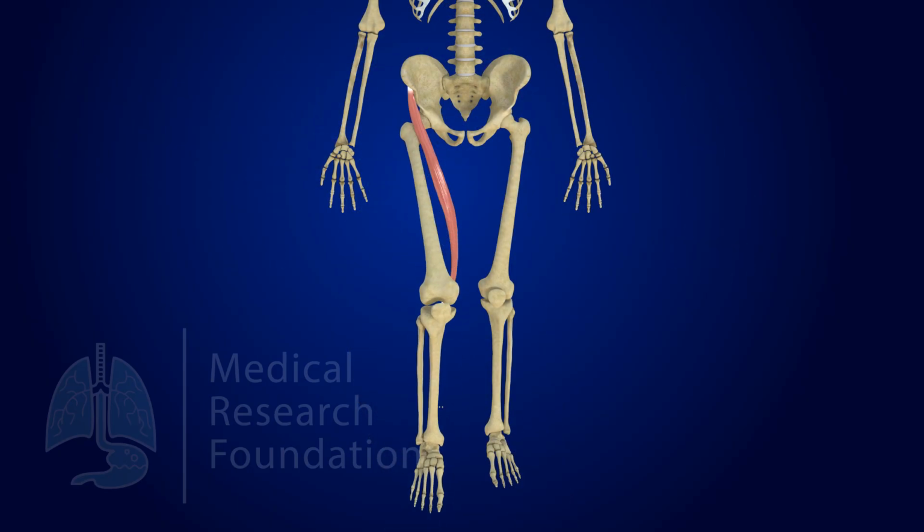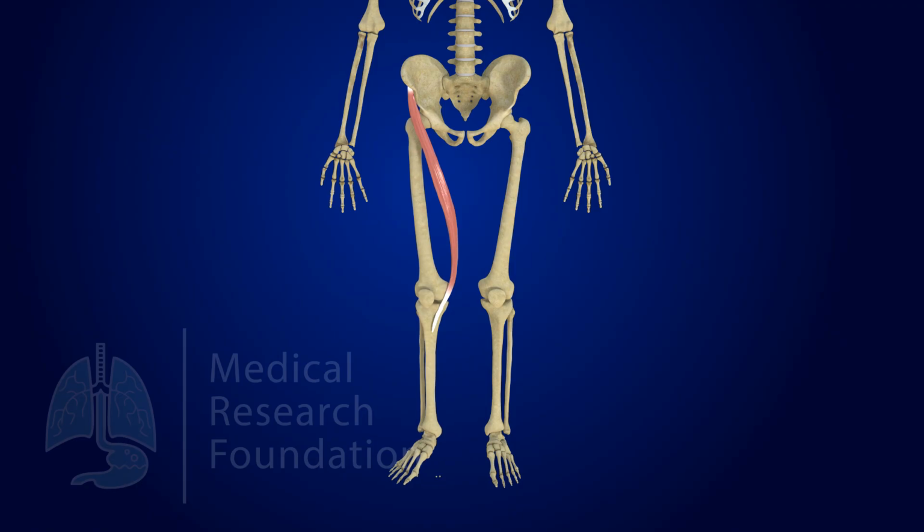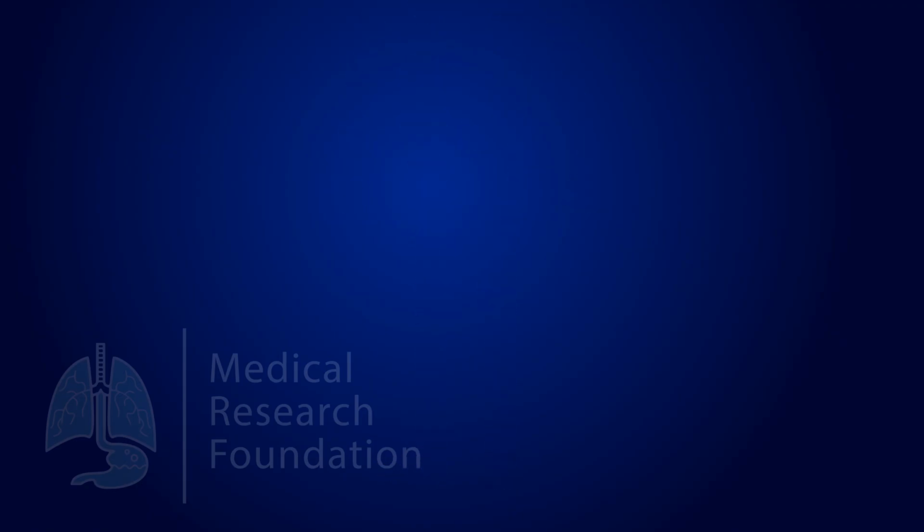Actions. It flexes both the hip and the knee joints and adducts and rotates the thigh laterally to bring the lower limb into the sitting position of a tailor. In Latin, sartor means tailor.